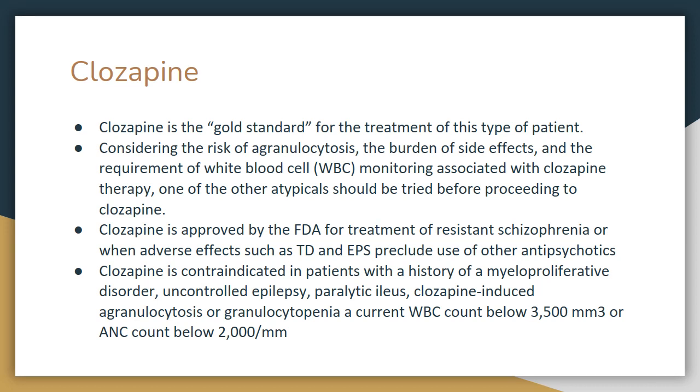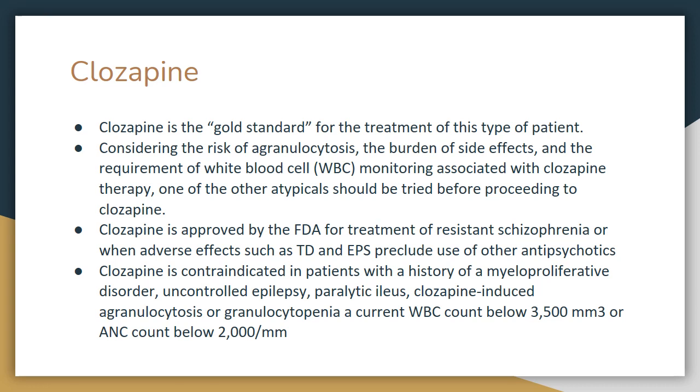These are the antipsychotics which we give in the condition of the possible TRS. If there is a confirmed TRS, then we switch to clozapine. Clozapine is the gold standard for the treatment of treatment-resistant patients. Considering the risk of agranulocytosis, the burden of the side effects, and the requirement of white blood cell monitoring associated with clozapine therapy, one of the other atypicals should be tried before proceeding to clozapine.